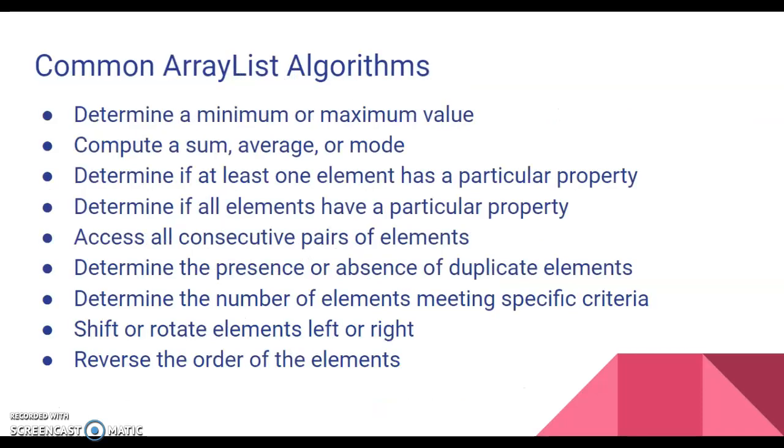Other things that you should know are just some basic and common algorithms that we use for both arrays and array lists. By no means is this an exhaustive list. This is only a list of the traditional things that we see happening here. Usually it's determining minimum or maximum values. With that, of course, we can compute any kind of mathematical standard that we want with sums, averages, modes, means, things like that. You should be able to search for particular elements, access pairs, adjust things, rotate things, shift things, reverse things. All of these and then some are completely fair game for a test.